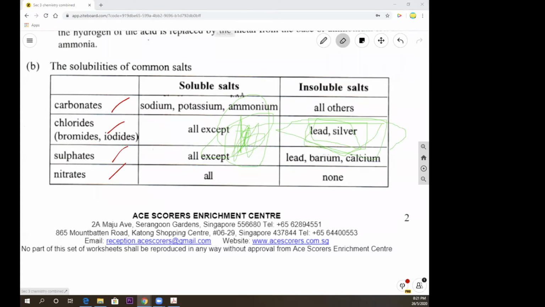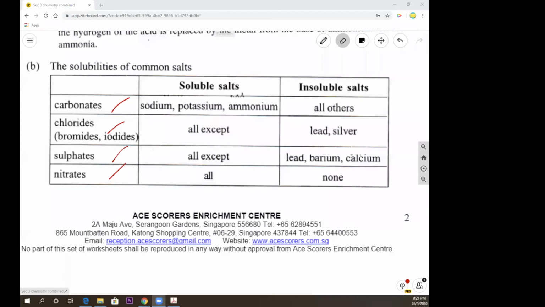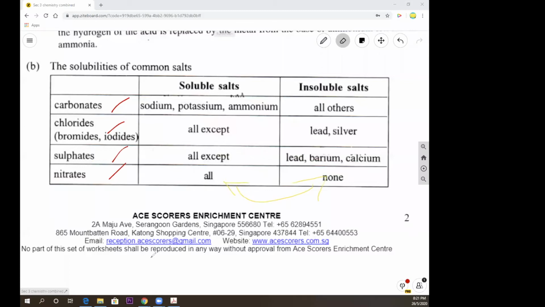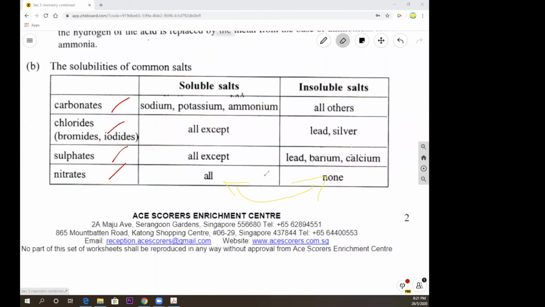Wait, are you gonna test us? Yeah, of course. It's not me, it's the question. The question needs you to know. Can you test me on nitrates? Don't laugh, some people will mistake this for insoluble. Got it? Yeah, some people mix up. Don't cost me leh.